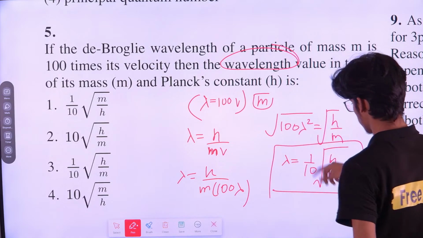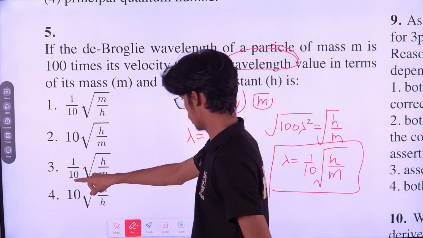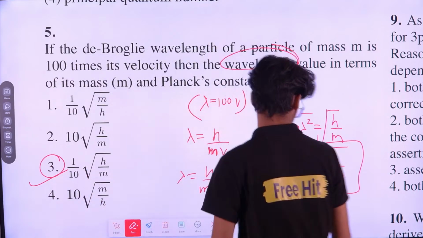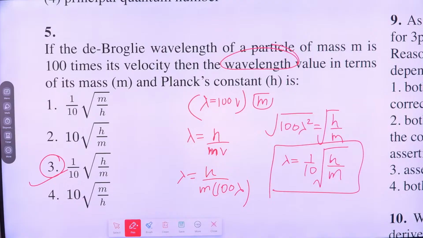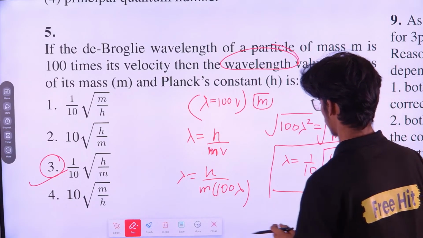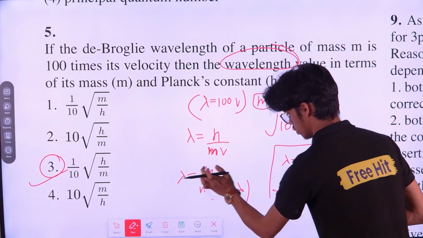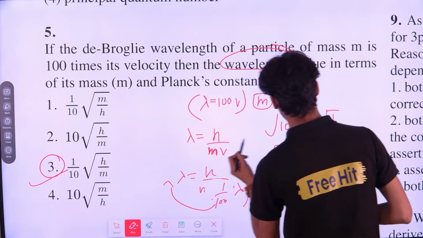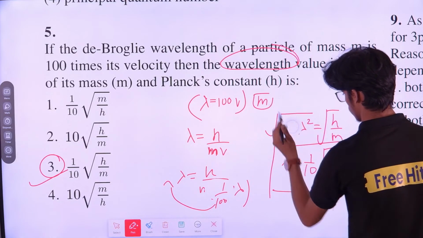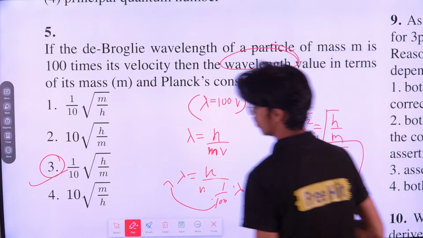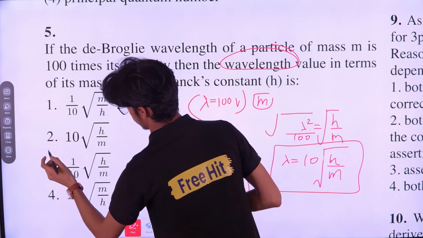Let's see which option is 1 by 10 h by m. Okay, this is the answer. Got it? Option number 3. Let's see who has answered this. Wait. Sorry, this is going to be 1 by 100. And 100 will be on that side. So this particular thing will be in divide, so it will be now multiplied. So not this option, it is this option.